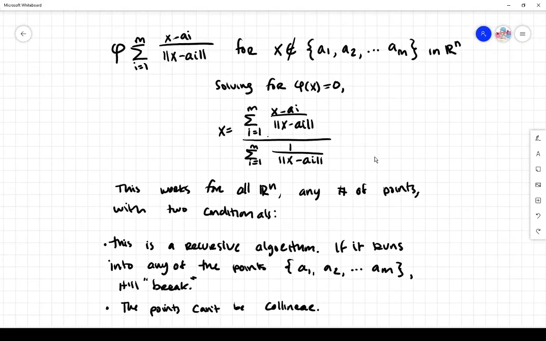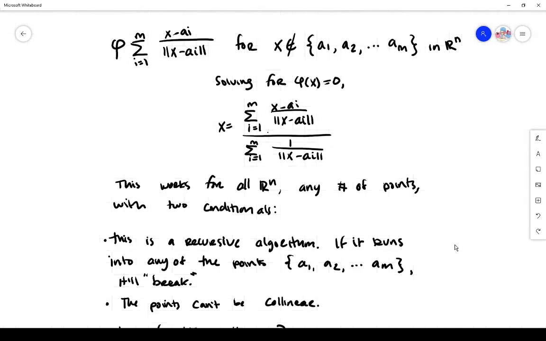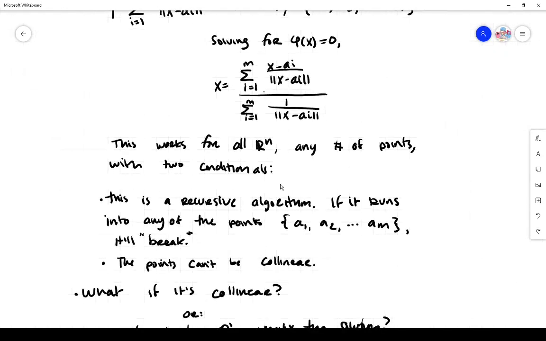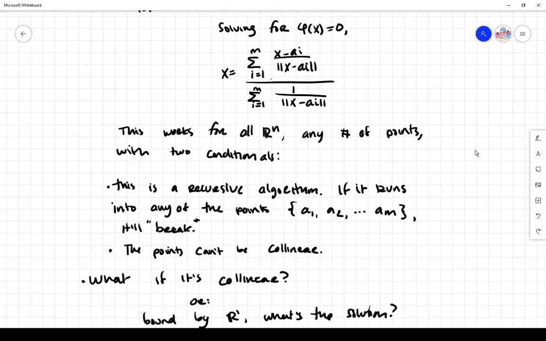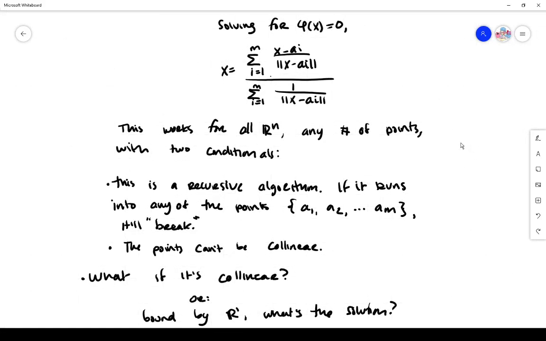And that'll kind of be how you solve this. Yeah, so my two conditionals on this are, one, this is a recursive algorithm, like I said. So if it runs into any of the points, it will essentially break, because of this x minus ai. If ai is any of these points, which is mentioned in my definition, if it runs into any of those points along the way, you're dividing by 0, and then it won't know what to do. And also, the points can't be collinear, which essentially means they can't be in a line.